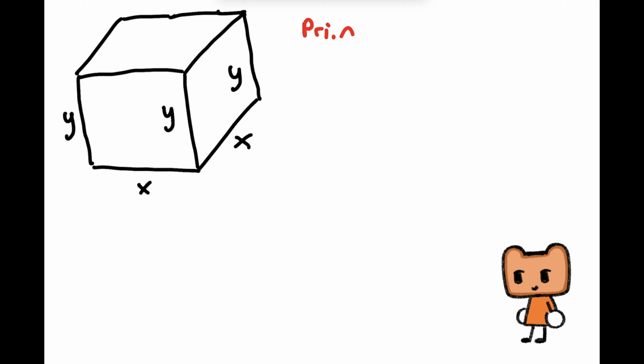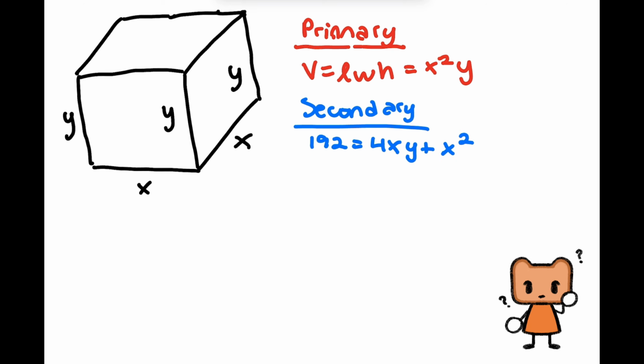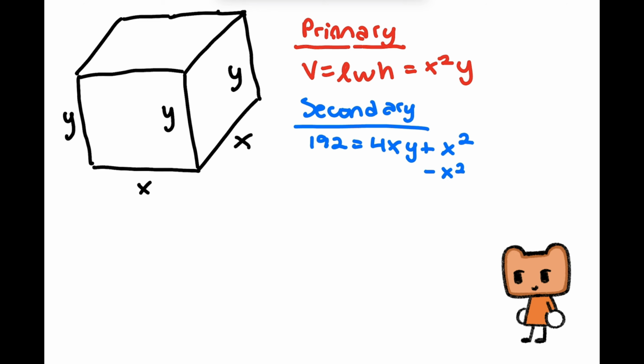Well, since the x values are the same, we're just going to use x squared times y. We have 192 blocks, so that's our surface area. We can find that by adding the area of all the sides together, or 192 equals 4xy plus x squared. But how can we solve for equations with two variables? Just solve for y in terms of x in the secondary equation so we can substitute it in the primary equation. This way we can kick y out and have only x's.